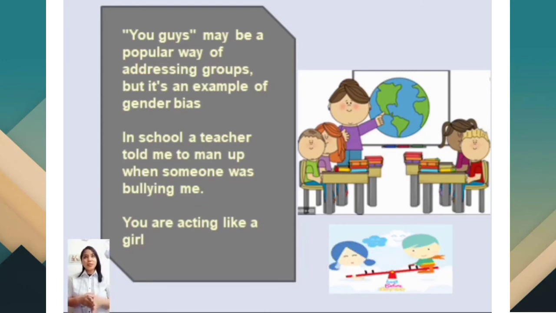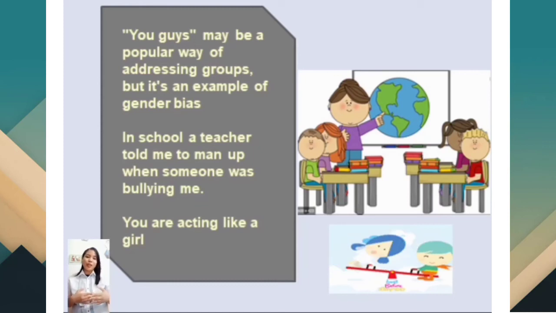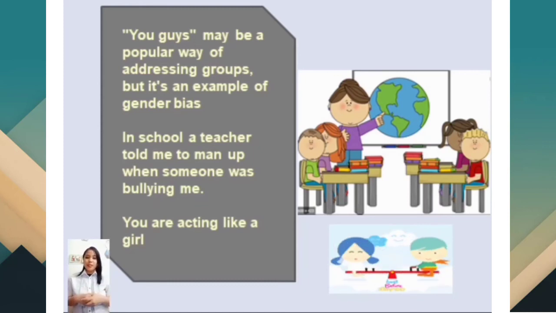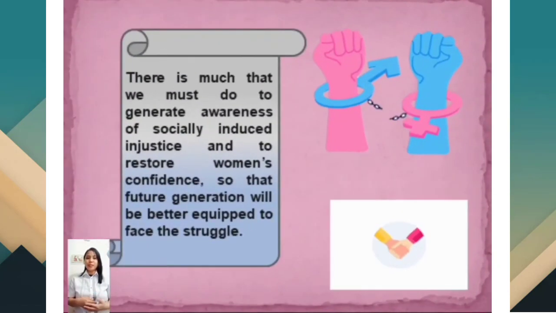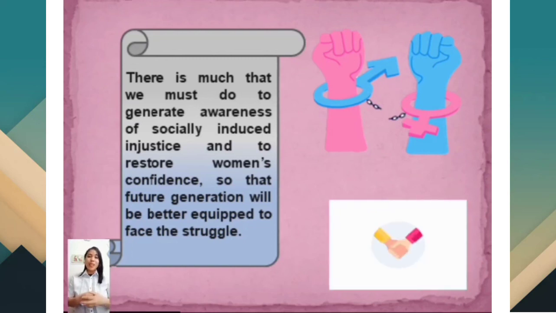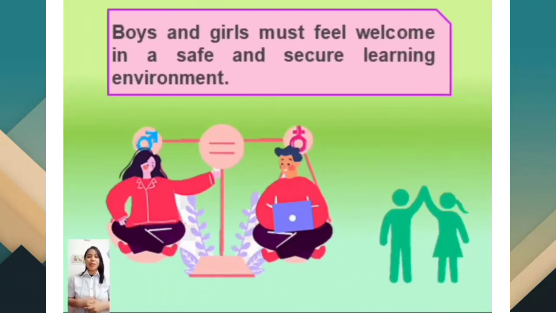That simple thing wherein we only allow boys to carry heavy objects and girls have to wait outside the classroom is also stereotyping them, that men are stronger than them. So there is much that we must do to generate awareness of socially induced injustice and to restore women's confidence so that future generations will be better equipped to face the struggle. Because we have this responsibility to make our boys and girls feel welcome in a safe and secure learning environment.